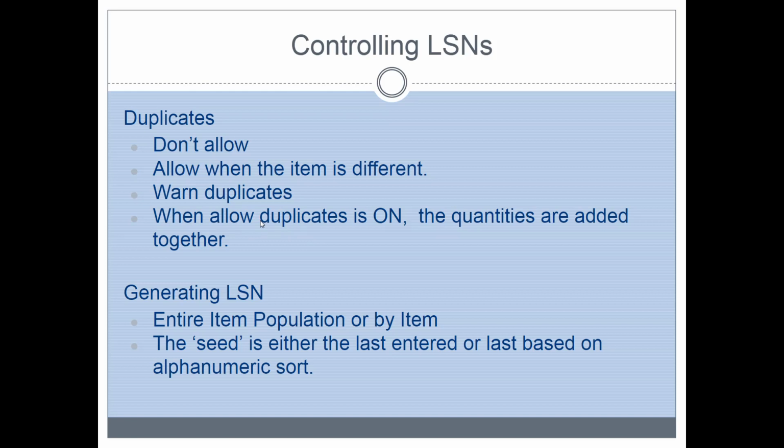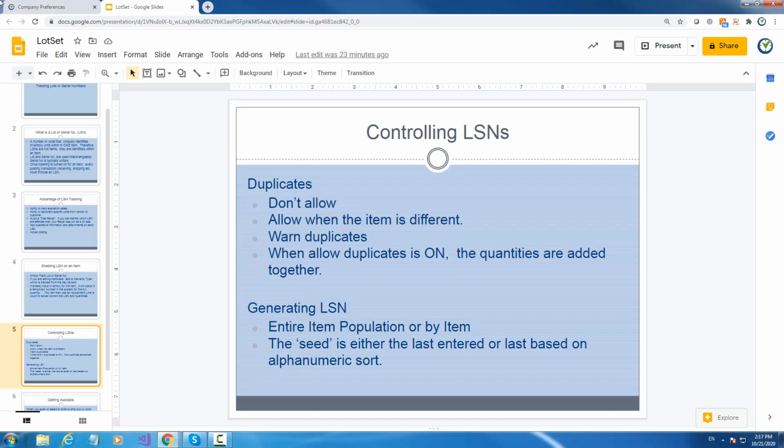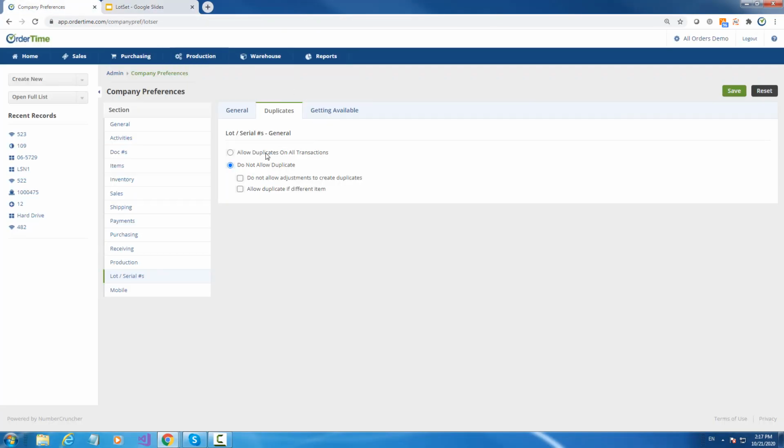So if you do allow duplicates and you receive, let's say, two serial numbers of the exact same thing, we'll add it together. That's why you may see a serial number quantity of 2, which doesn't make sense. If you want to prevent that, you would choose not to allow duplicates at all. Now, in this one, we generally leave this unchecked because in adjustments, we want to be able to adjust serial numbers in and out of inventory, so we'd leave that unchecked.